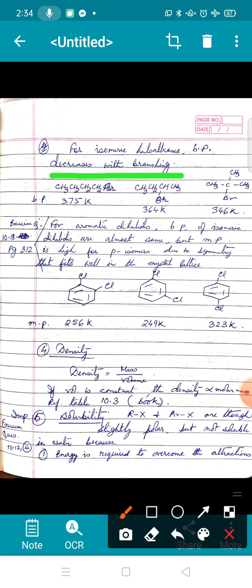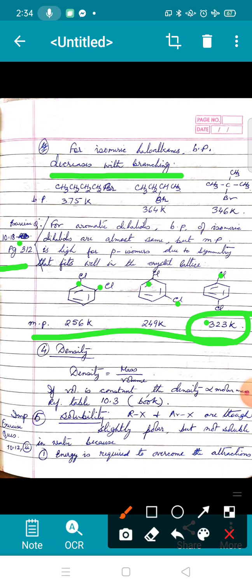You see here we have dichlorobenzene. Here it is 1,2-dichloro, here it is 1,3-dichloro, and here it is 1,4-dichloro. You see it is exercise question 10.18. Page number in my book is 312. You may check your page number. Now why are the boiling points of these isomers different when they have same molar masses? You see the highest boiling point goes to para isomer.